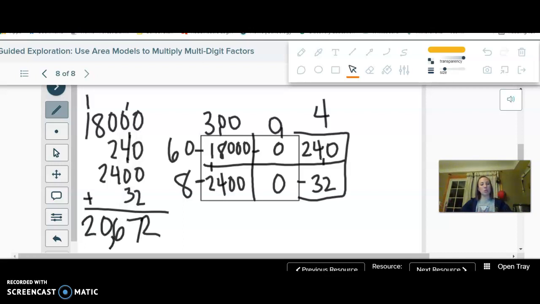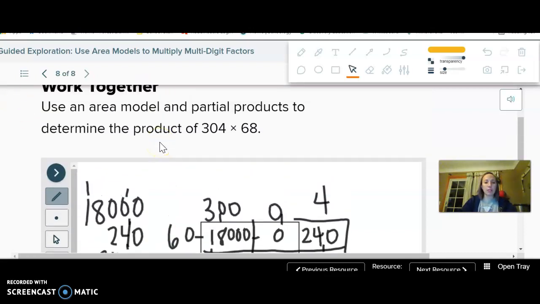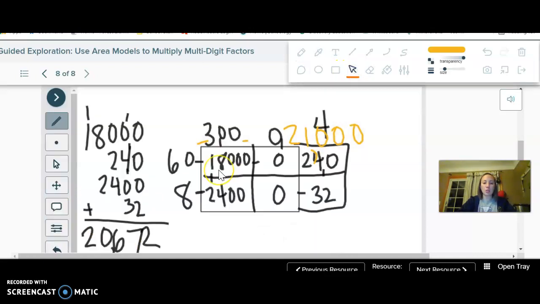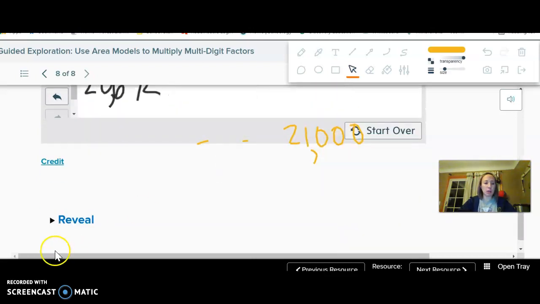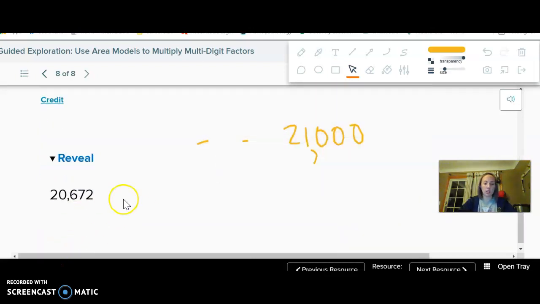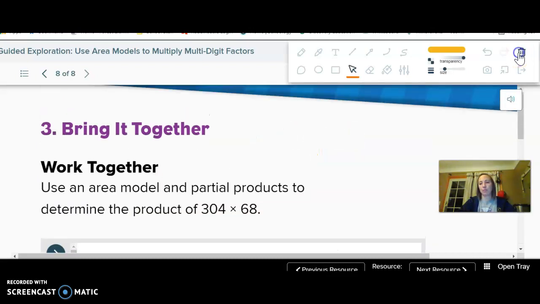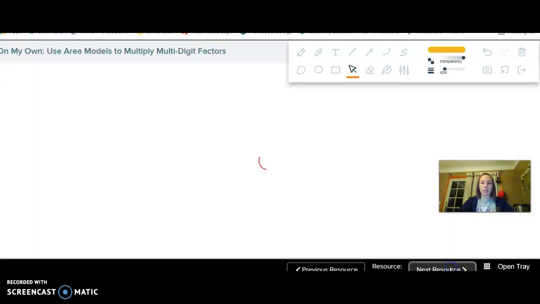So then I get my answer, 20,672, which might feel like a big number, but if I go back up here and I estimate, well, 300 times 70 is 21,000, which for multiplication is reasonably close to 20,672. So I'm like, okay, I think I feel good about that, I got it. So 20,672. Now I'll have you do some practice.